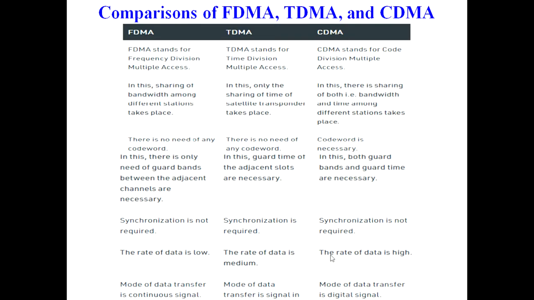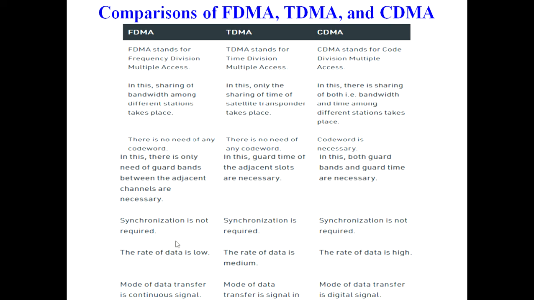So this is the final one, the comparison of FDMA, TDMA and CDMA. You can read the abbreviations for all three. Sharing of bandwidth among different users is possible in FDMA. In TDMA there is sharing of only time, and in CDMA we have sharing of both time as well as frequency, but in terms of different codes. There is no need for a code in FDMA and TDMA, but there is a need for a code in CDMA. In FDMA there is only one guard band between adjacent channels, in TDMA the guard time between adjacent channels is necessary, but in CDMA both the guard band as well as the guard time are necessary.